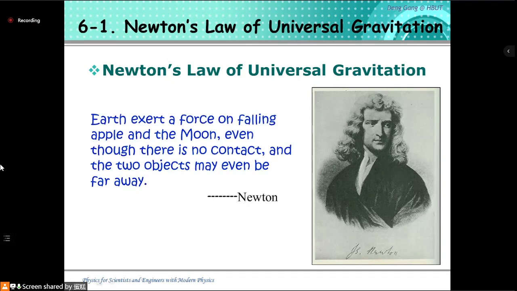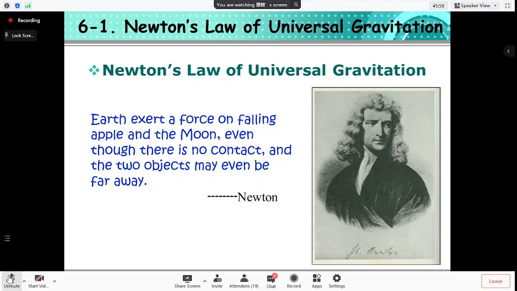But Newton was a genius, so he realized that the Earth exerts a force on falling objects and the moon, even though there is no contact and the two objects may be far away. No matter how far away, there will be a force between them. And the force is the same as the force between the Earth and the moon and Earth and the apple.